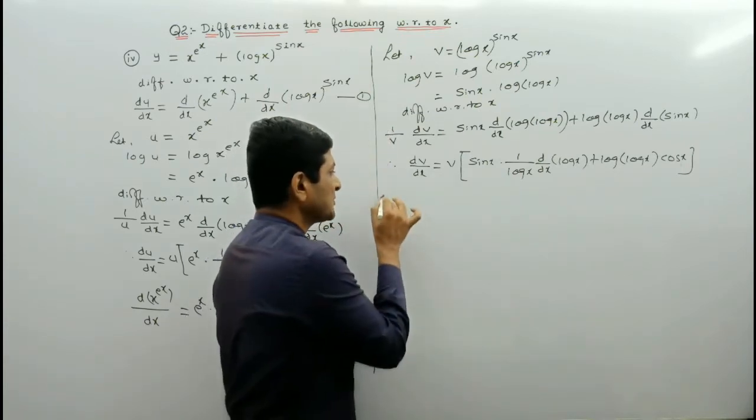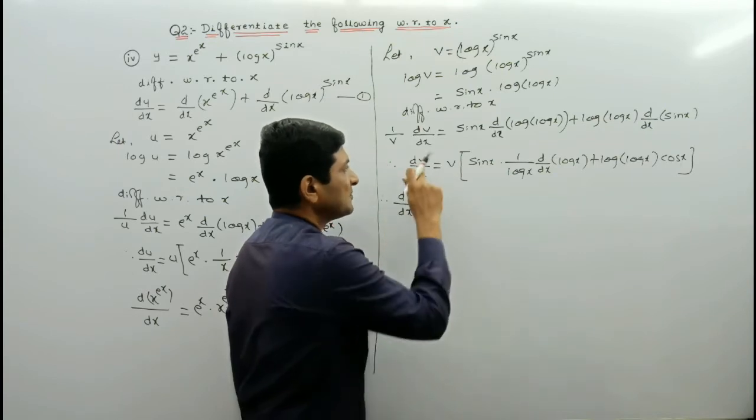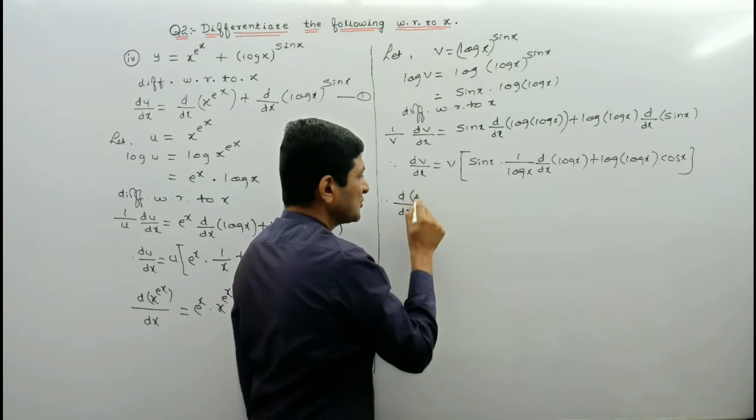Now we are substituting the value of v. So d by dx, keep it as it is, v can be replaced by its value. What is the value of v? Log x raised to power sin x.